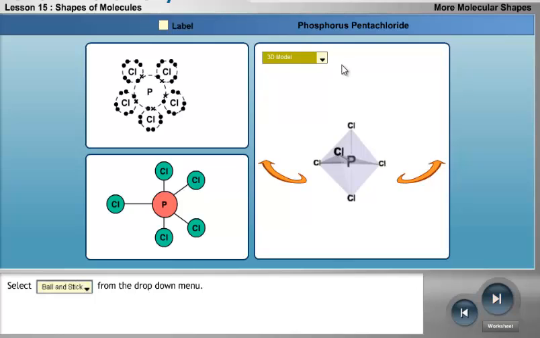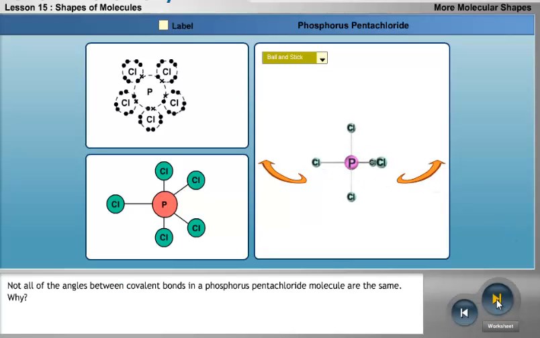Select Ball and Stick from the drop-down menu. Move your cursor over the diagram to rotate the structure. Not all of the angles between covalent bonds in a phosphorus pentachloride molecule are the same. Why? Answer: for the molecular orbitals to get as far apart as possible, a trigonal bipyramid structure is formed. This has 2 different angles.